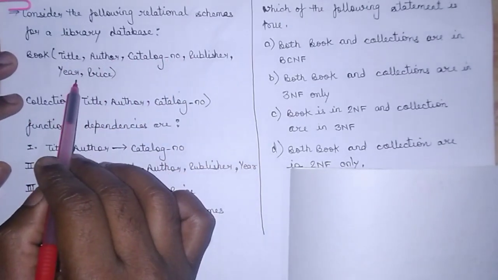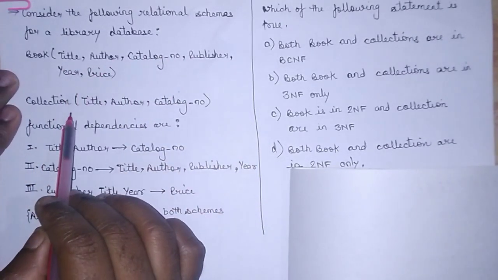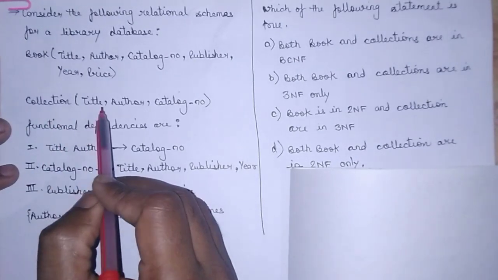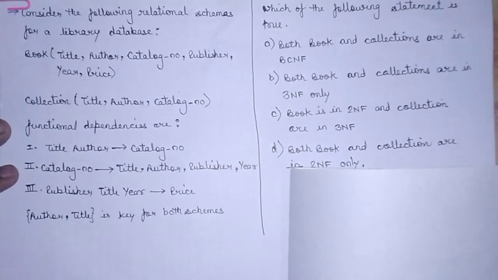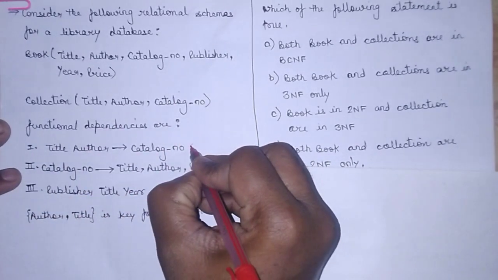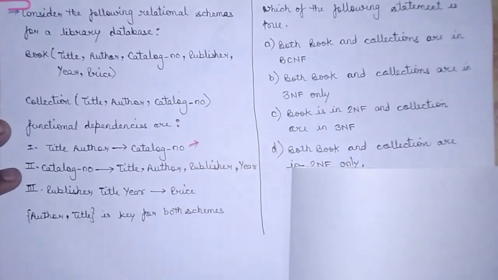There are 6 attributes in book and 3 attributes in collection. These are the functional dependencies which are given, and they are common for all of them. You can see that in collection I have title, author and catalog number. So title, author and catalog number belong to both book and collection.